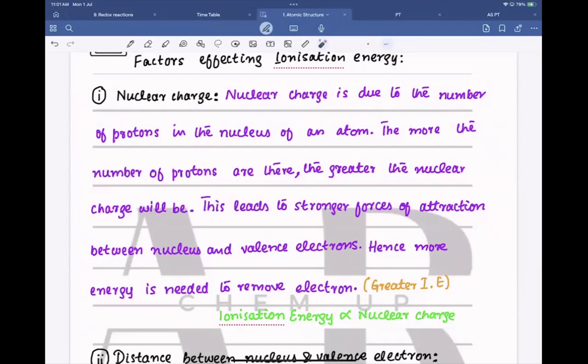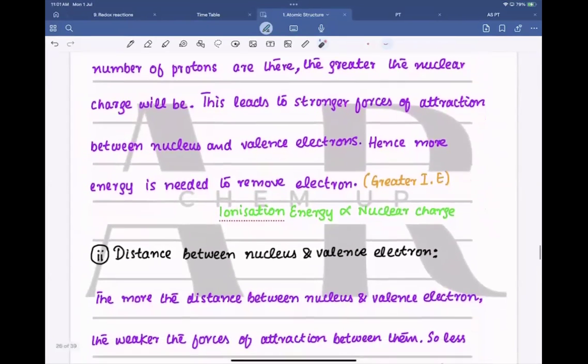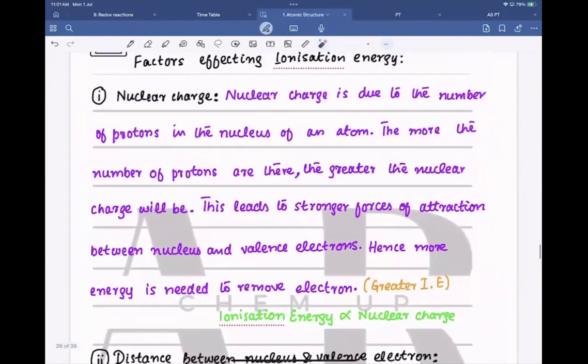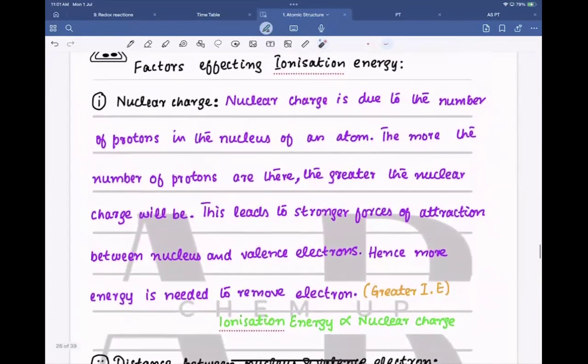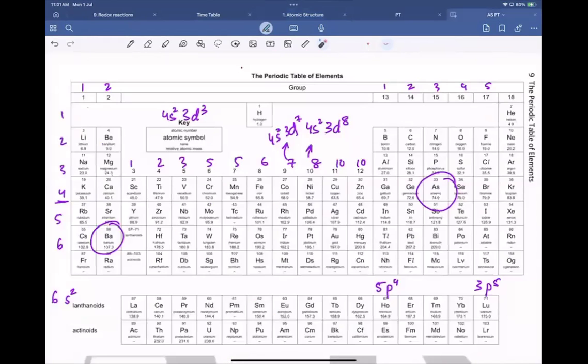As we move down the group, the ionization energy decreases, but when we go to a new period, the energy increases. But it depends upon several factors which we are going to discuss here. Right now, we talk about nuclear charge, isn't it? Yes, sir. And what we have figured out is that if the nuclear charge is higher, then the ionization energy would be higher. So let's have a look at the periodic table.